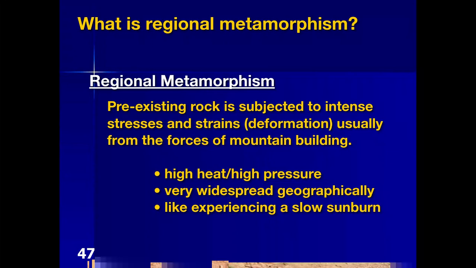Regional metamorphism is very widespread geographically, so it's typically observed and looked at in huge mountain belts, so big, wide geographical areas. And we learned in contact metamorphism that's very local. And then regional metamorphism basically is analogous to experiencing a very slow sunburn, which means that if you compare that to contact metamorphism, we said it's like touching a frying pan. So in regional metamorphism, the metamorphic change or transfer is very, very slow. And it takes a lot of time for the rocks to bend and be metamorphosed.